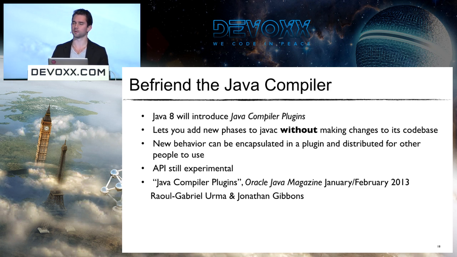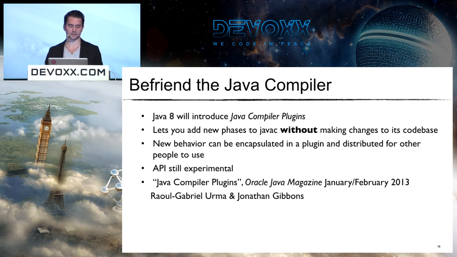You've probably heard a lot about lambdas coming in Java 8, default methods, but the compiler also has a new feature called compiler plugins. So I'll quickly explain how you can use them. A compiler plugin allows you to add new functionality, new phases to the compiler, without modifying the code base. So you can encapsulate the behavior in a jar, in a plugin, and then distribute it to people, and they can use that.